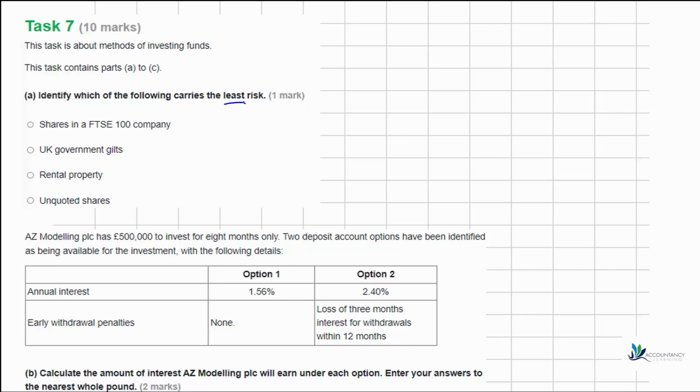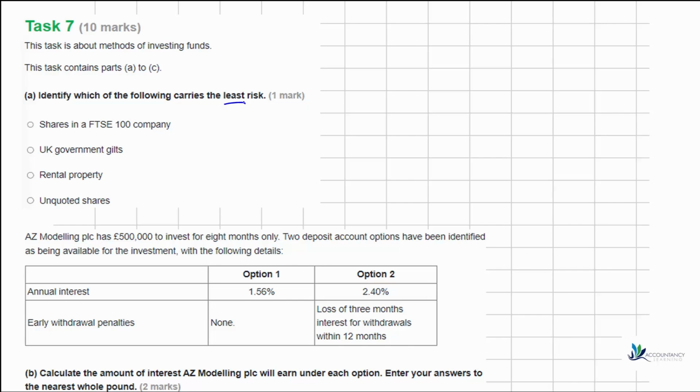Next, we have rental property, and this is where we earn income from rent, but there is a risk that the tenants don't pay for whatever reason, and there is also a risk that the property prices go down in value, although in general they tend to go up. So there is risk here because of the tenant's non-payment, and also the tenants may damage the underlying property.